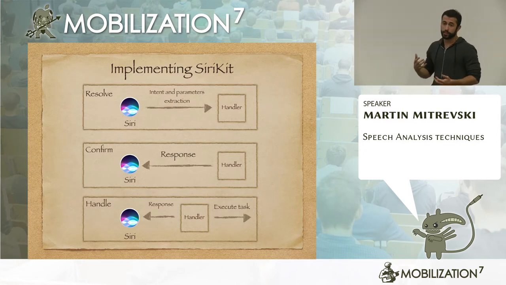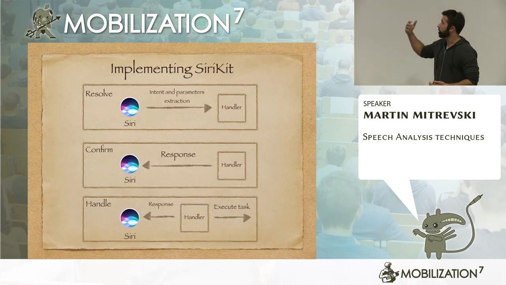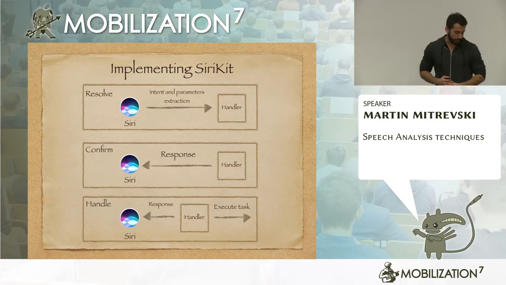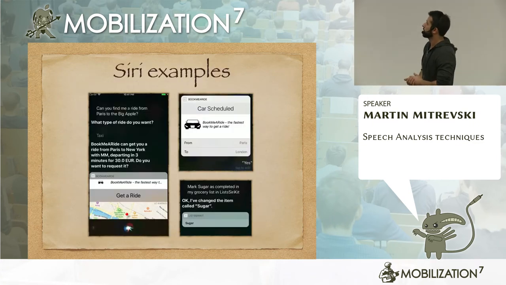And after the user confirms the action, then we go in the handle step. And this step just executes the action. So here you are doing the request to your backend and do everything you need here. So this is how it looks like.